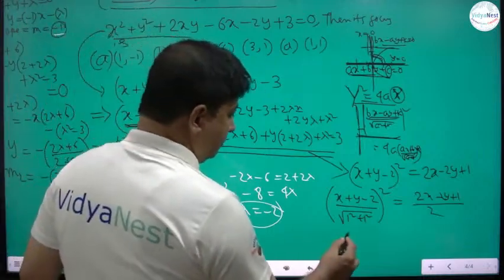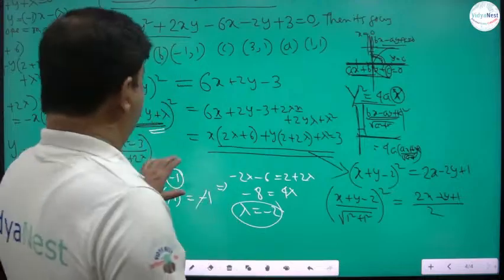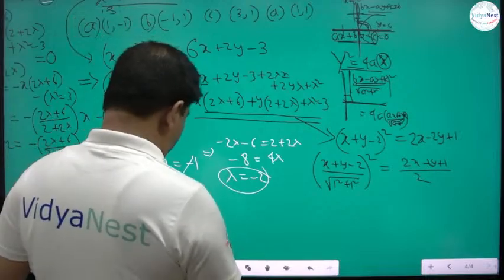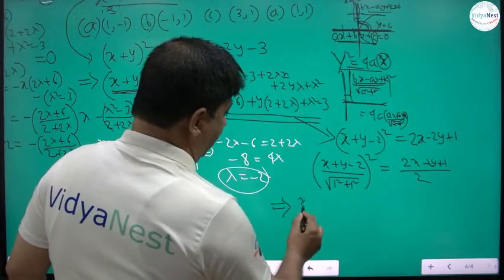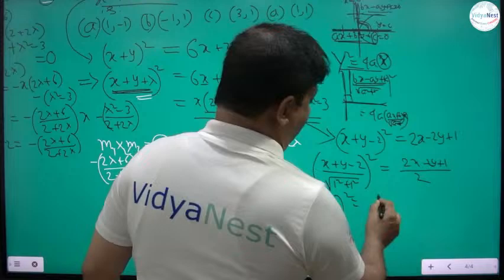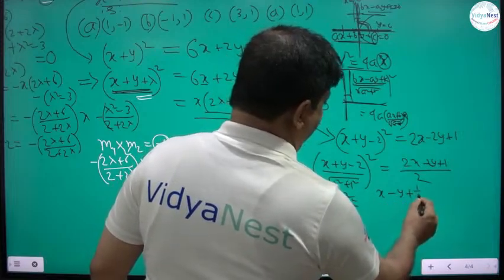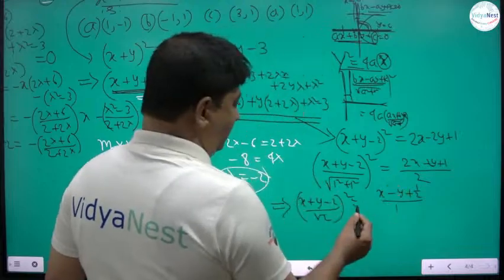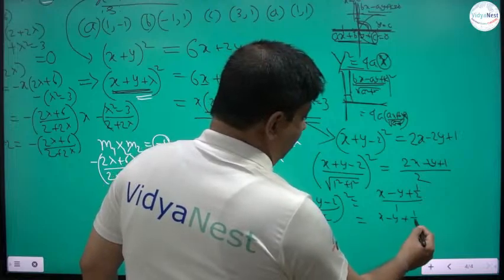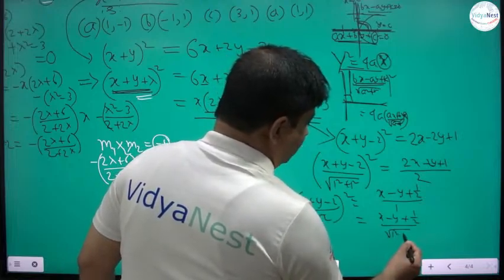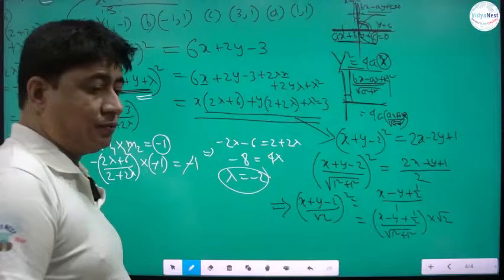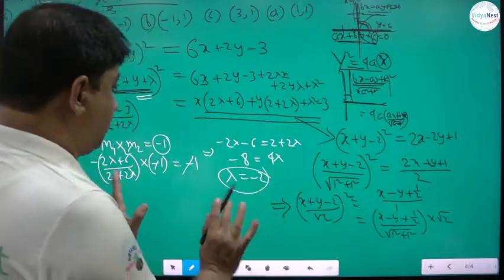So, see, (x + y - 2) by root 2 whole square. Take 2 common and make it this thing. But to get that distance formula, you do one thing. Write 1 square plus 1 square and to balance multiply by root 2. Now, we are on the verge of conclusion.